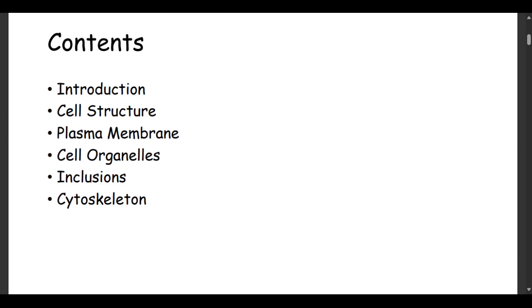Okay, so this is a brief content overview of what we are going to cover. We're going to talk about the cell structure, the structure of the plasma membrane, the cell organelles, the inclusions that are found in these cells as well, and also we're going to touch on the cytoskeleton of this particular cell.